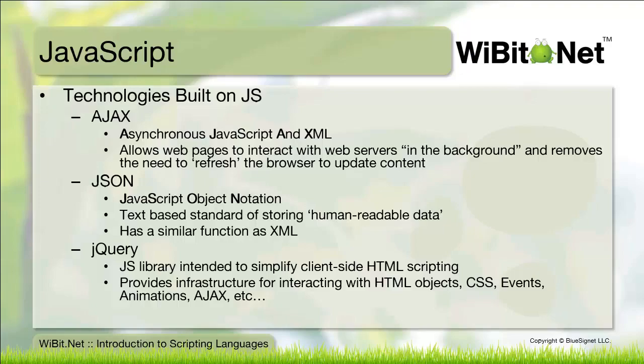JSON stands for JavaScript Object Notation. It's a text-based standard of storing human-readable data, and it has a very similar function to XML in that it's a way to kind of package up data and send it back and forth. Also, we have jQuery, which is a JavaScript library. The reason for jQuery is to make JavaScript a little bit easier. It's to make it easier for you to write JavaScript scripts, and it provides an infrastructure for interacting with HTML objects, CSS events, animations, AJAX, etc.